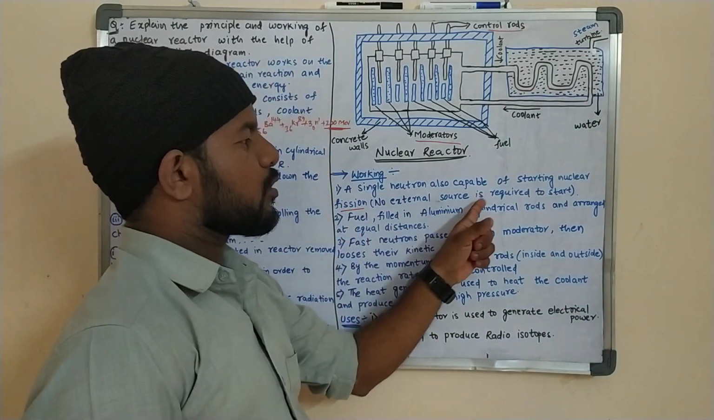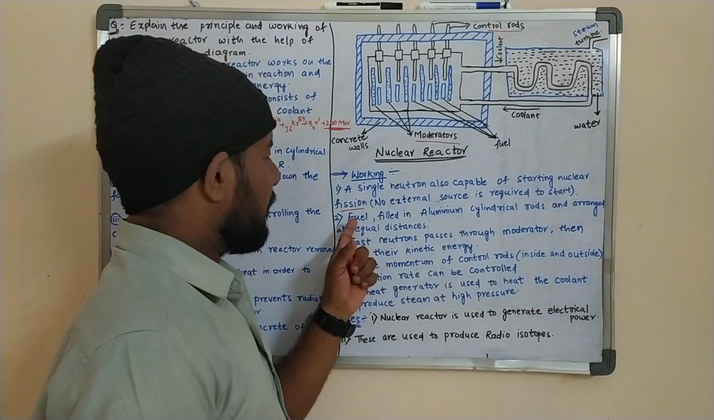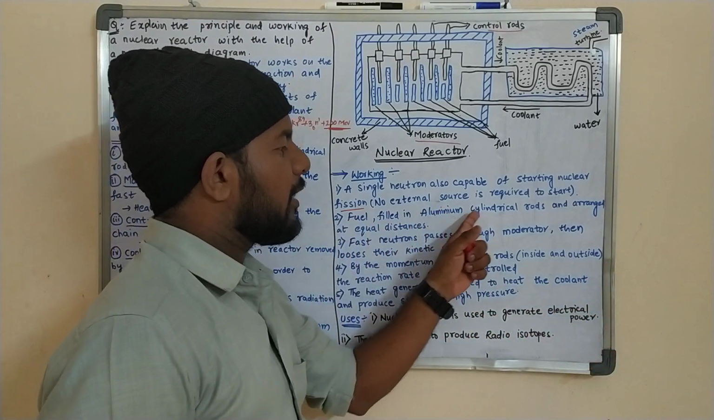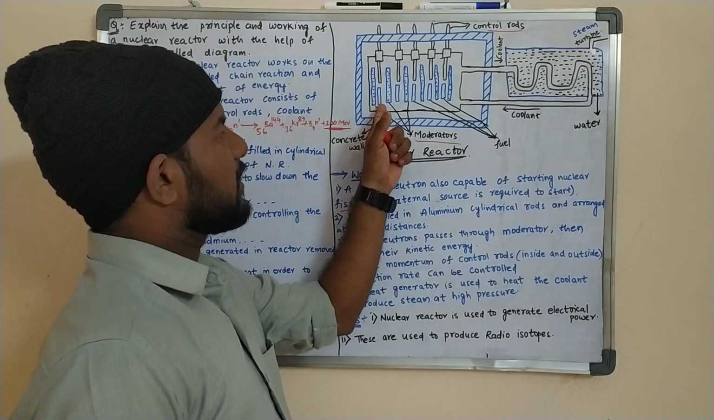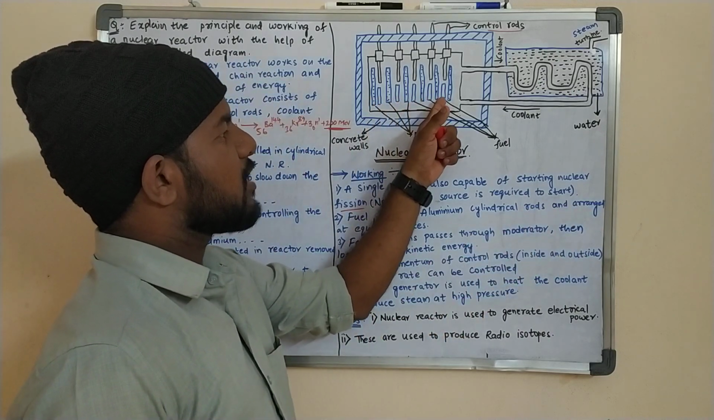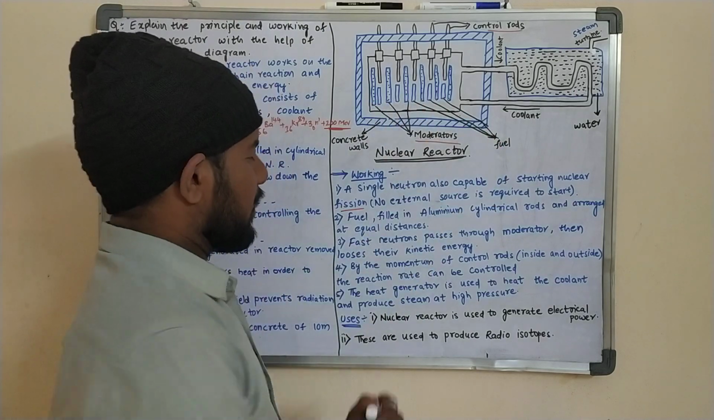So no external source is required to start. Only one neutron is enough. Fuel is filled in aluminium cylindrical rods, which are arranged at equal distances from one another.